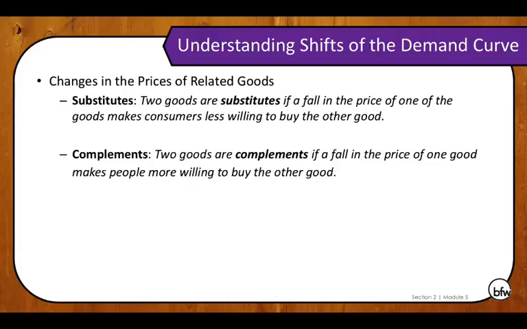So goods don't have to be related to each other, but if they are complements, then a fall in the price of one good makes people more willing to buy the other good, and an increase in the price of one good makes people less willing to buy the other good. If they are substitutes, a fall in the price of one good makes consumers less willing to buy the other good, and an increase in the price of a good makes consumers more willing to buy the other good.